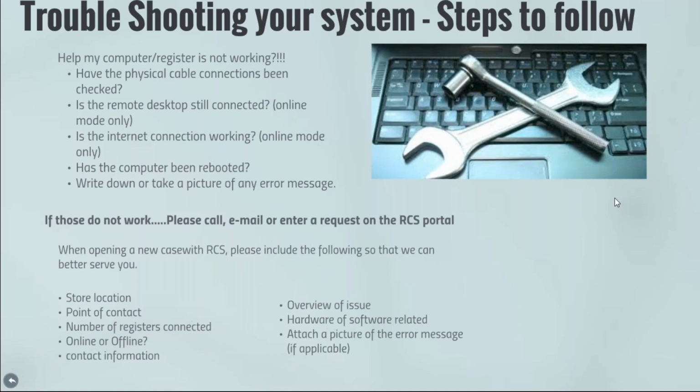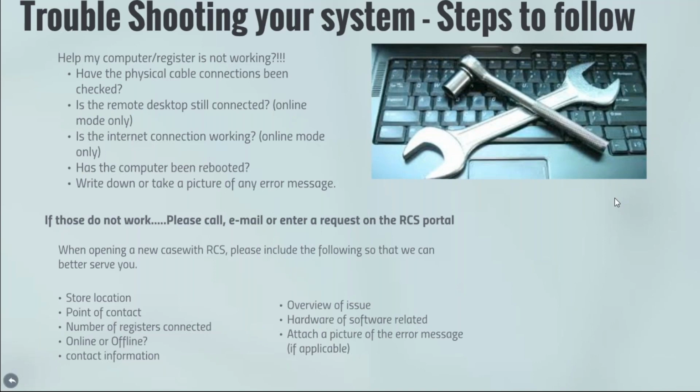Number of registers connected, but to add to that, simply: is it happening on one register, or is it happening at all registers? That's always important to identify because that could also relate to an additional network structure issue that we need to look at. So really identifying where it's happening in your store. It may be happening just at the cash register, or it might just be happening in the back of the house, so in the warehouse or something, so we need to identify that.